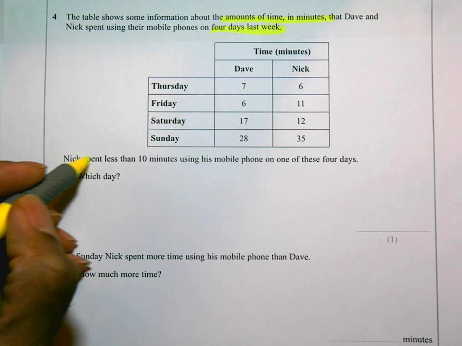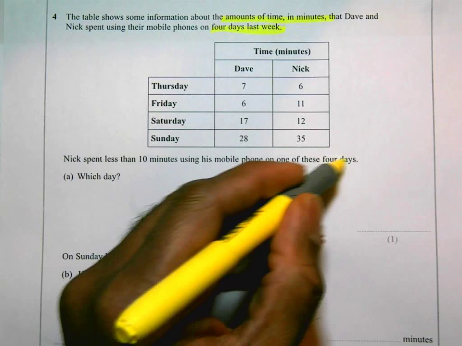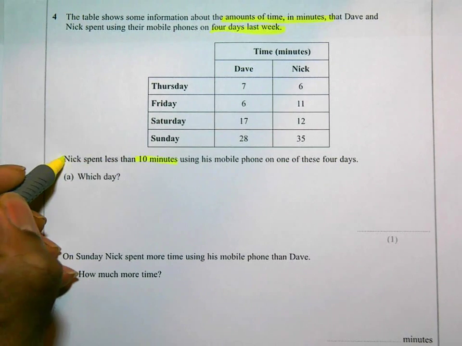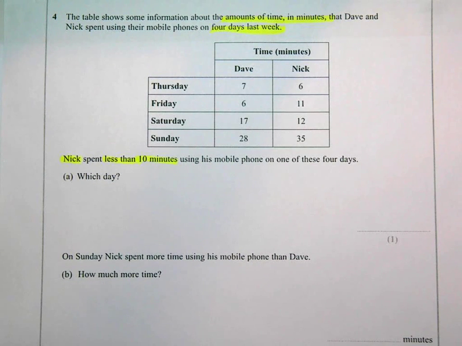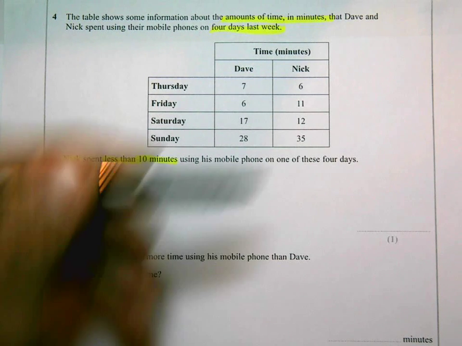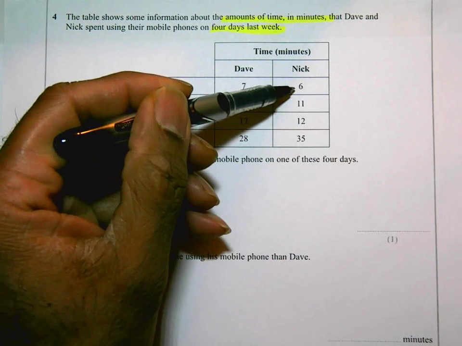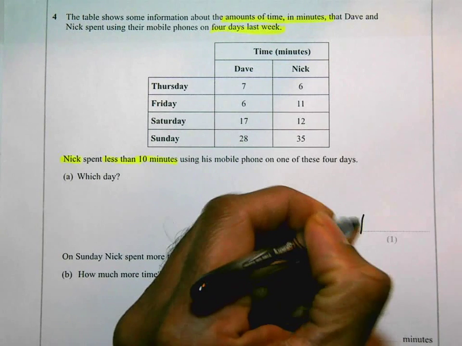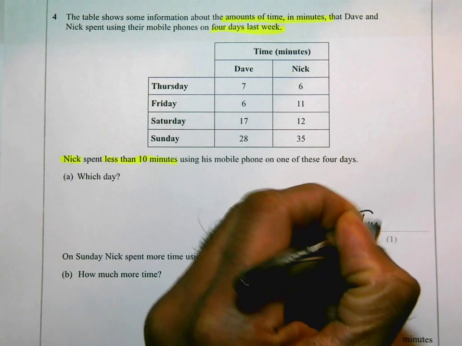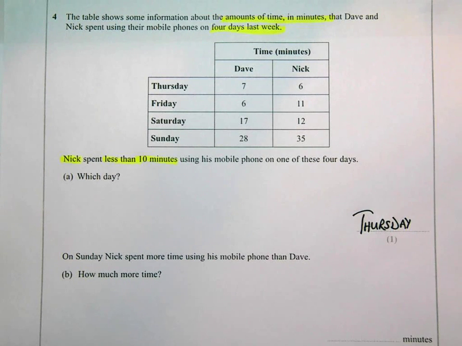Nick spent less than 10 minutes using his mobile phone on one of the 4 days. Which day was it? So here's Nick's information: less than 10 minutes. There's only one number there that's less than 10, and that's 6. So it was Thursday that he spent less than 10 minutes using his mobile phone.